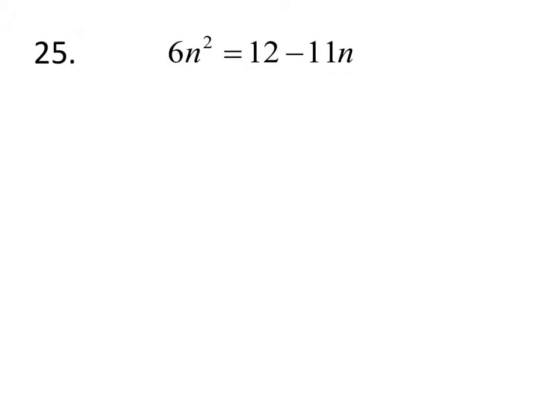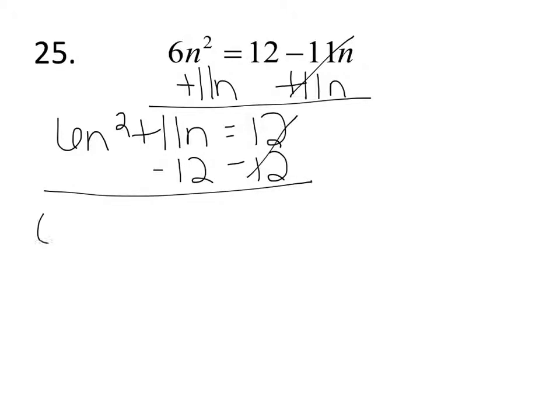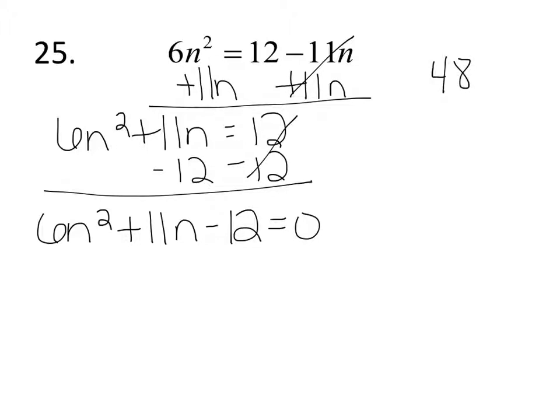All right, same situation here. Obviously, because of this squared, we're going to have to factor. So I'm going to move everything over to one side, so I'm set equal to 0 and I can factor. Okay, one more step. So you have 6n squared plus 11n minus 12 equals 0. Okay, let's see if we can go ahead and regularly factor this. 6 times 12 is 48. Factors of 48 could give us 11.